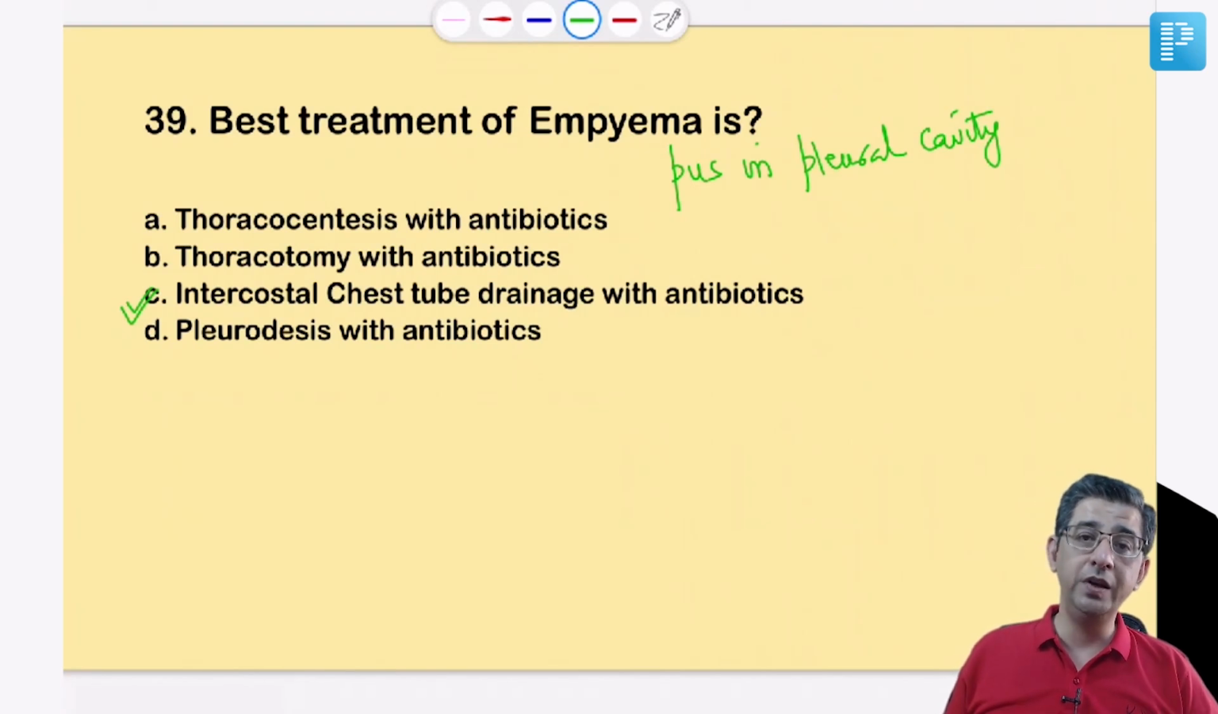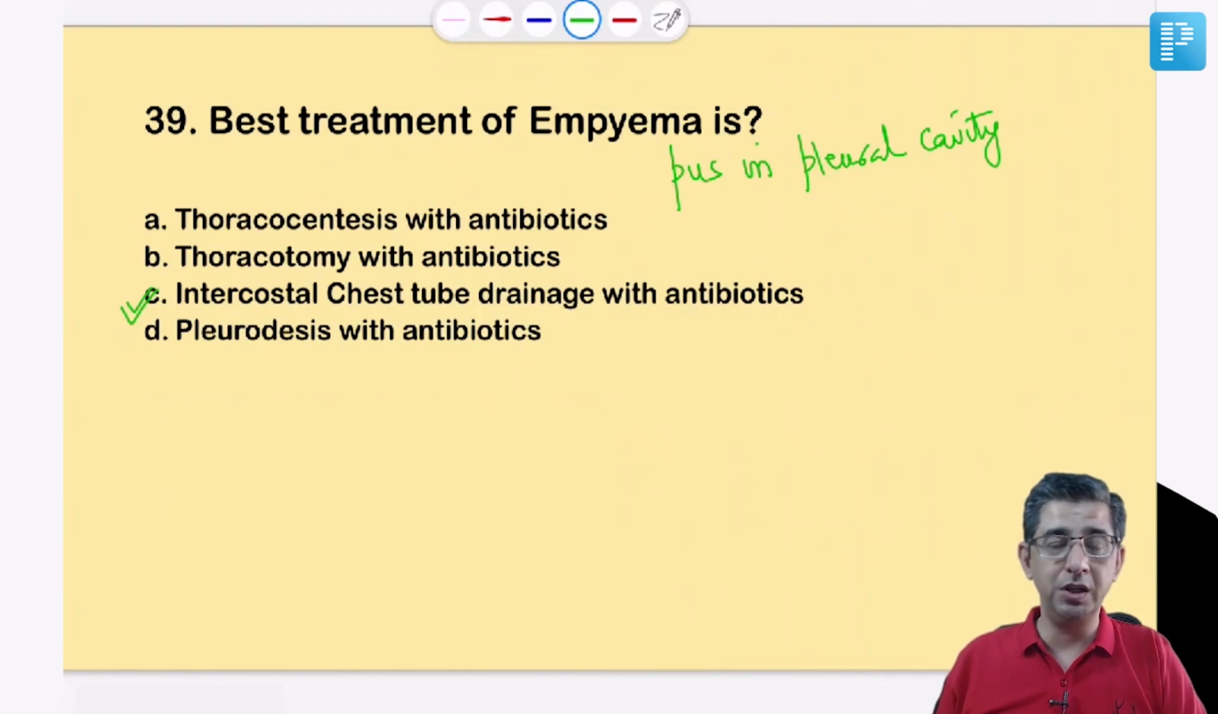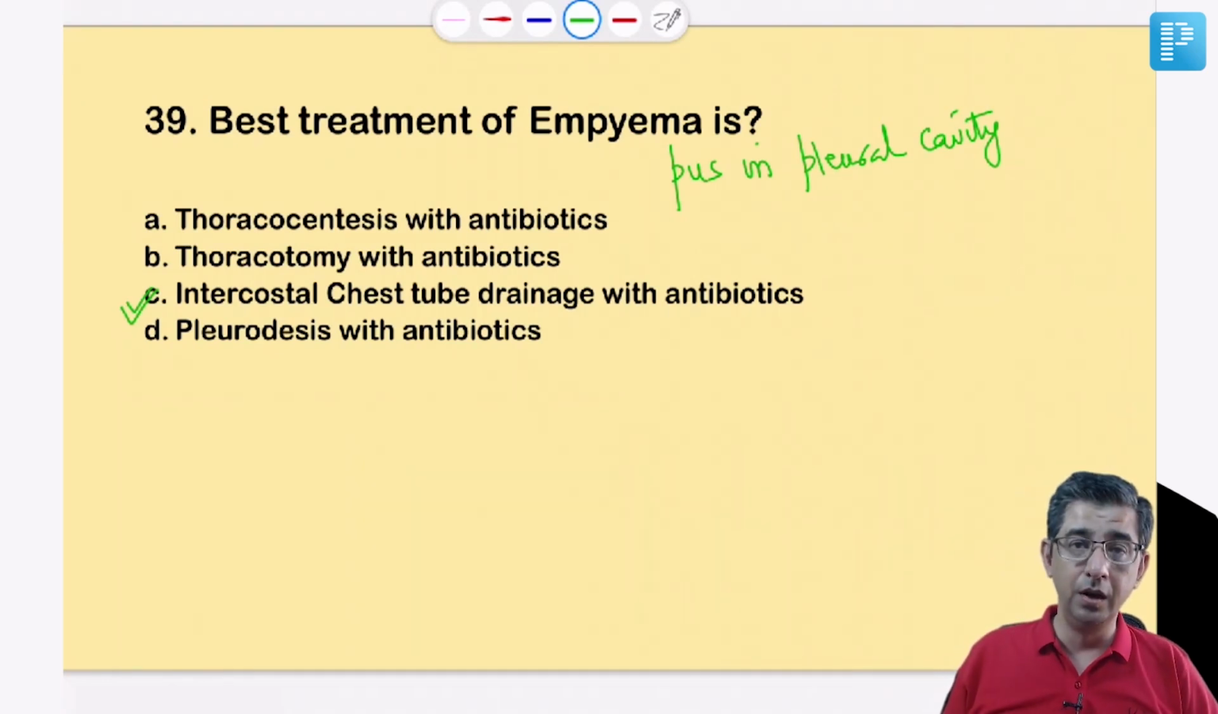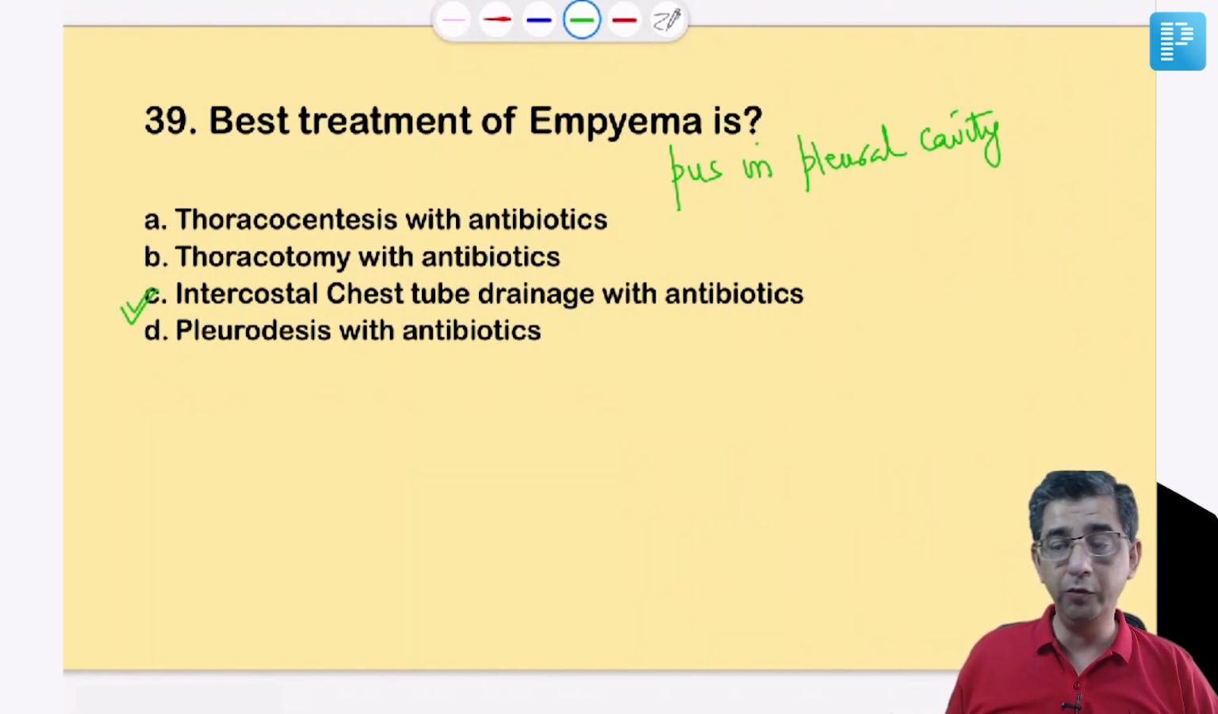Thoracotomy will be very invasive. I mean, you open up the chest and you try to take out the entire pus. It may not come out in a single setting. It might be loculated as well. And then you will keep on breaking the loculi. So that will make the morbidity part of the patient relatively, I would say, longer.